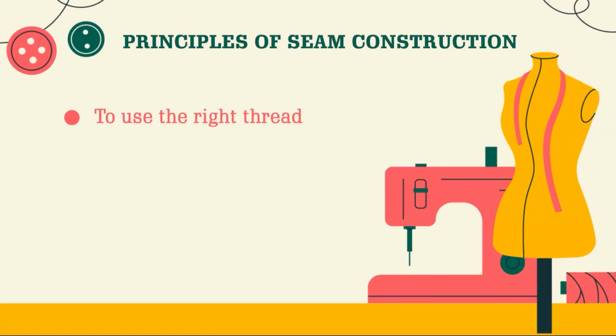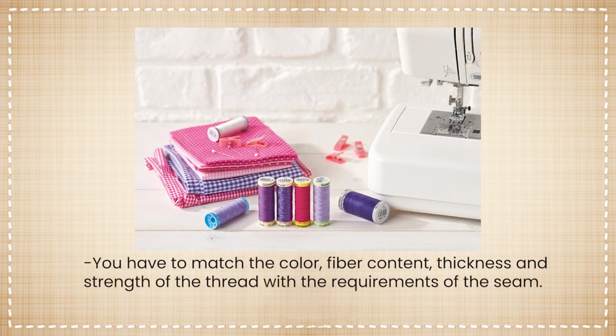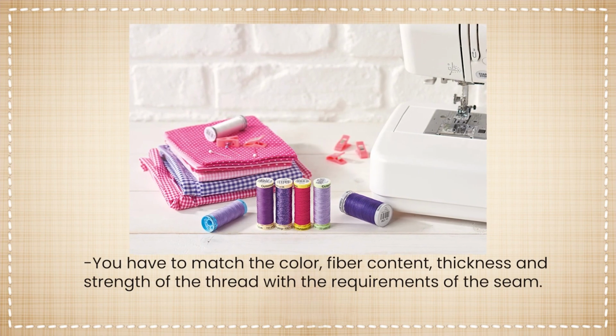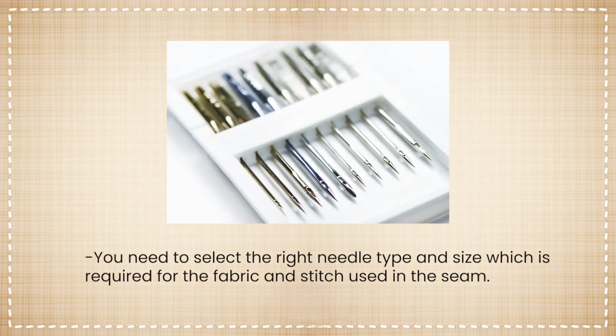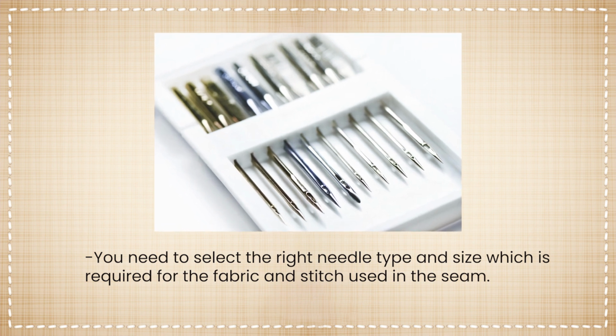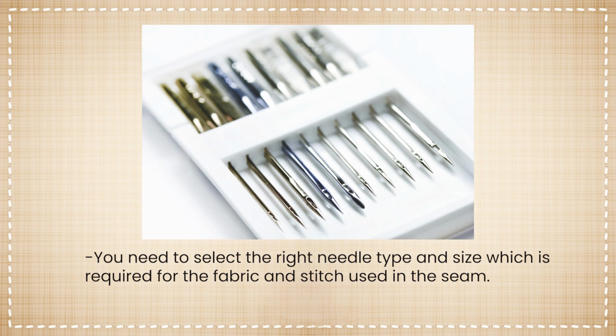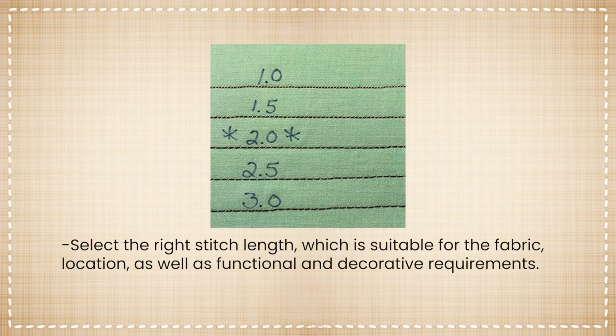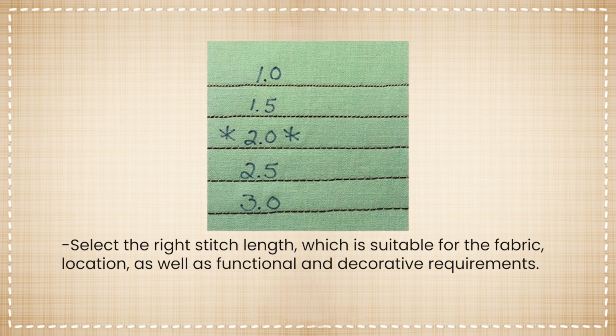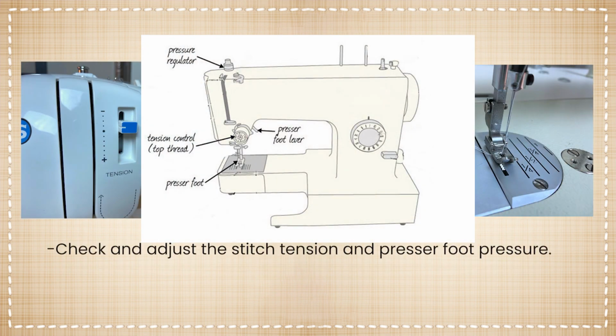There are some principles of seam construction that we have to keep in mind. First is to use the right thread. You have to match the color, fiber content, thickness, and strength of the thread with the requirements of the seam. You also need to select the right needle type and size which is required for the fabric and stitch used in the seam. Also select the right stitch length which is suitable for the fabric, location, as well as functional and decorative requirements. Also check and adjust the stitch tension and presser foot pressure.